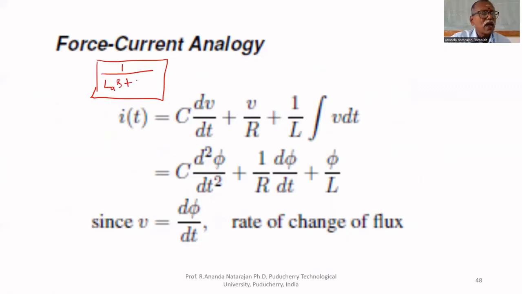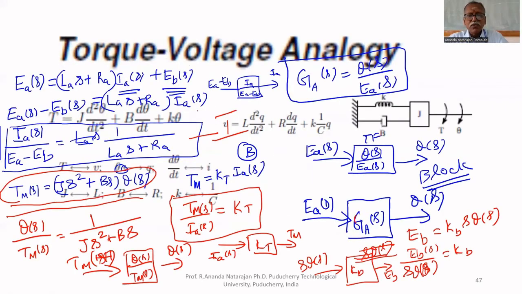LAS plus RA. What is the input given to this? EA minus EB is given as input. What is the output? IA. The next block must have the input IA. Which block has input IA? This block. IA is the input, TM is the output.